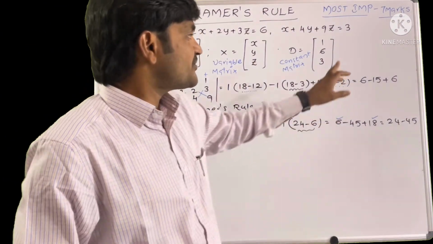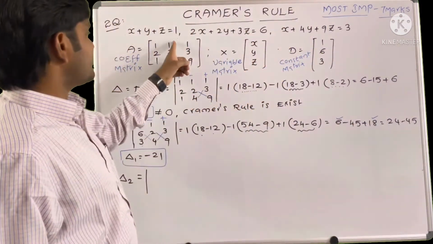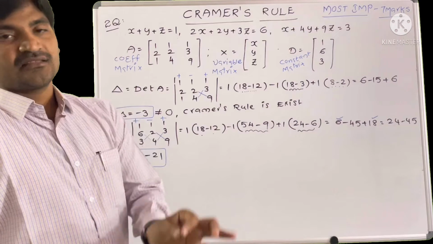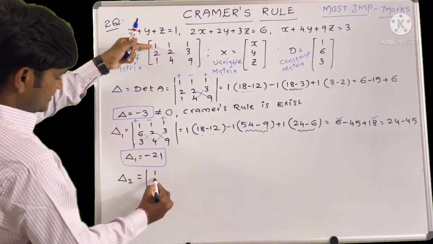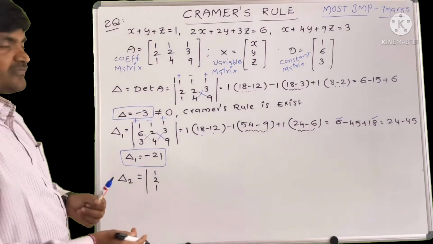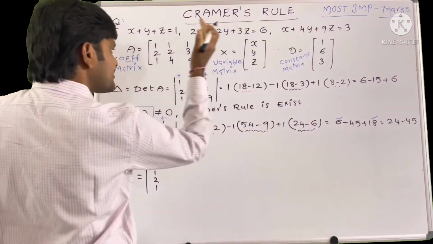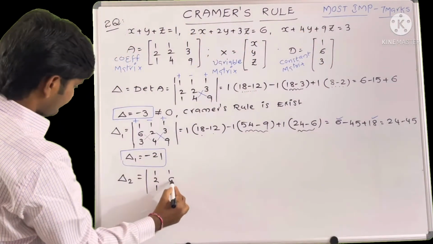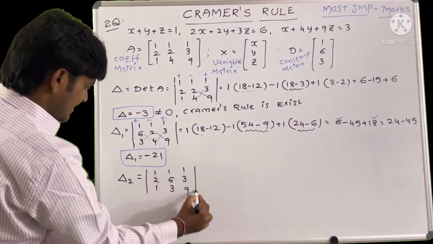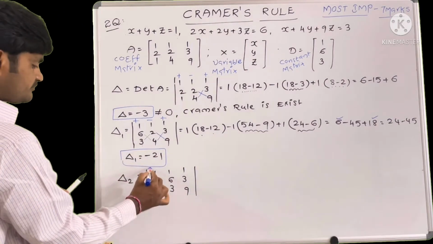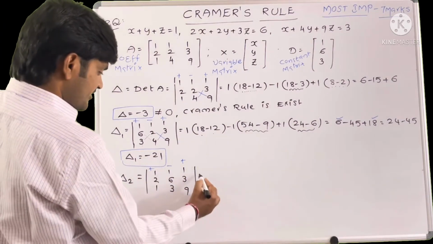We just substitute 1, 6, 3 in the place of 1, 2, 4, the second column. That is called delta 2. Ready, start. First column as it is, 1, 2, 1. Second column 1, 2, 4 removed and 1, 6, 3 substituted here, and 1, 3, 9 third column is as it is. So same symbols, plus, minus, plus, again start the work.